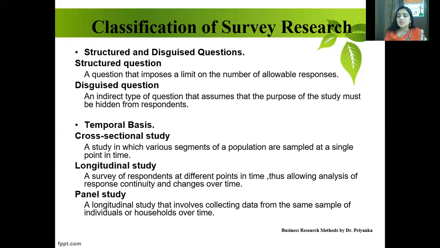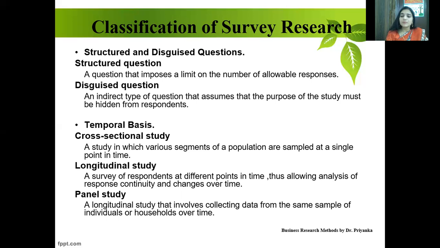So that is called structured question. Then disguised question, an indirect type of question that assumes that the purpose of the study must be hidden from the respondent. Sometimes we do not disclose the actual reason for the survey. In that particular study, we don't disclose all the options available. We try to ask information from the respondent as much as possible, because we can't provide them all the options available. We'll be trying to ask them everything, and that is a disguised question.